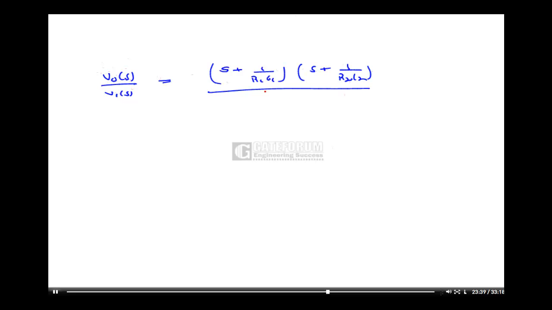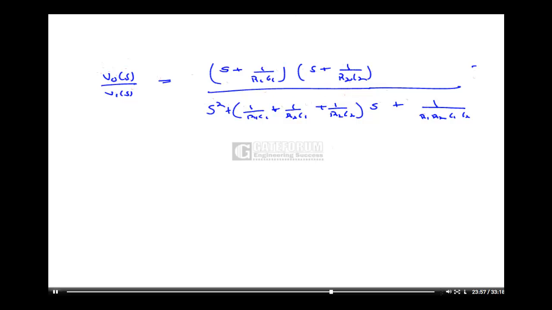From the network, if I write the equation of V naught S by VIS, I will get S plus 1 by R1 C1, S plus 1 by R2 C2 upon S square plus 1 by R1 C1 plus R2 C1 plus 1 by R2 C2 S plus 1 by R1 R2 C1 C2. Okay, no need to remember this, it is just for understanding. Bode plot.